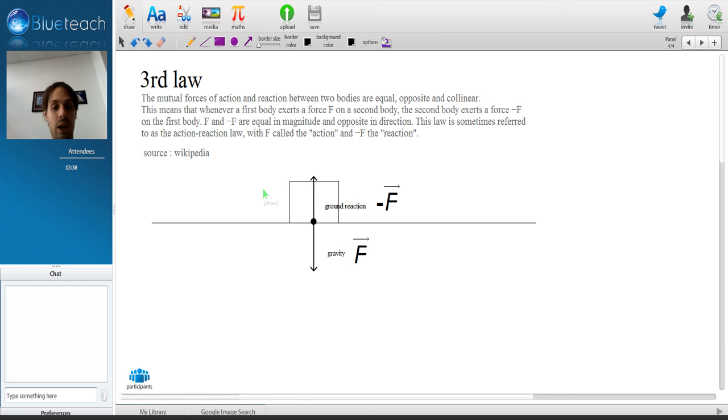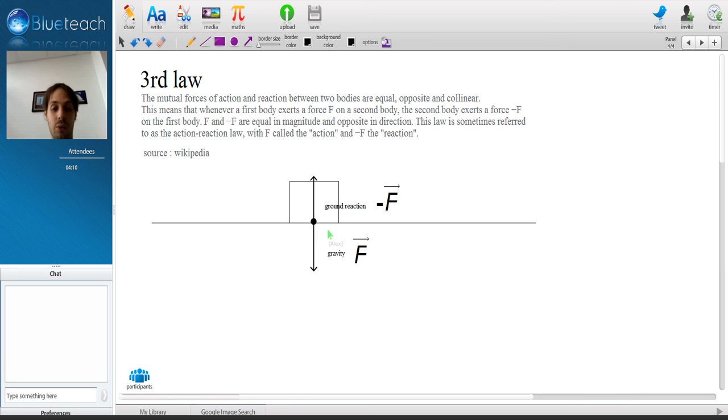The third law is a law of relationship between a force and a reaction. What it says is that the mutual forces of action and reaction between two bodies are equal, opposite, and collinear. This means that, for example, here you have an object which lies on a plane. It's subject to gravity, which I called F, but it's also subject to ground reaction.